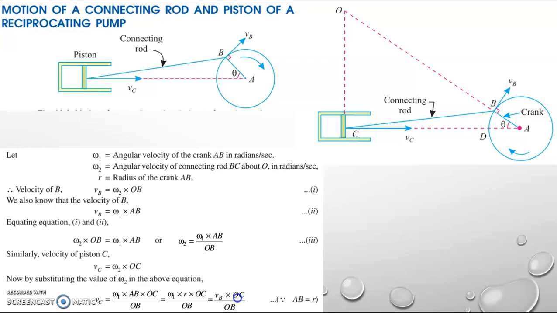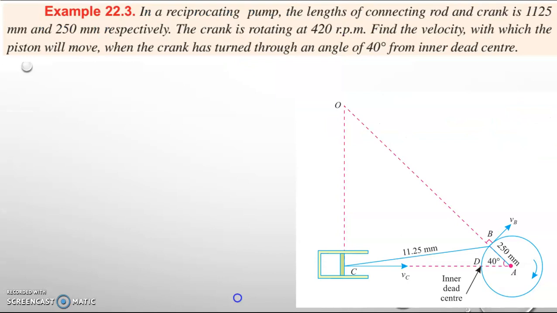This kind of question is usually asked in the university examination. So here is our question. A reciprocating pump with the length of the connecting rod and the crank is 1125 mm and 250 mm. So the connecting rod is BC. The link joining the piston and crank is called the connecting rod, that is called BC.